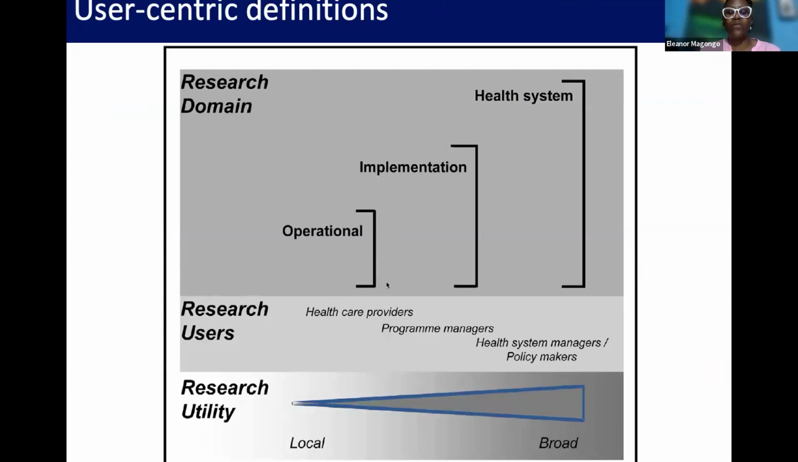At operational level, you're mainly looking at a caregiver. At a clinic level, at implementation level, you're looking at program managers who are implementing a program. And at health system level, we are looking at systems and policy makers.